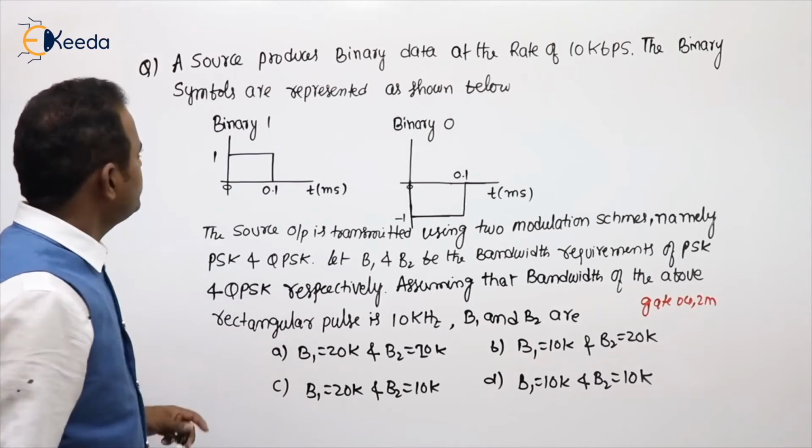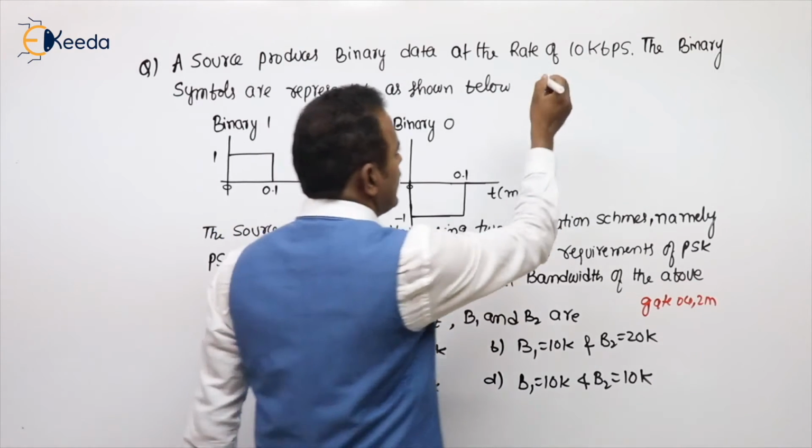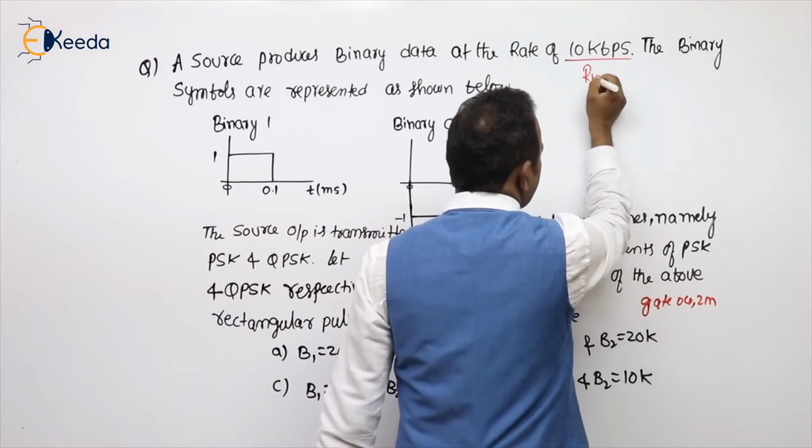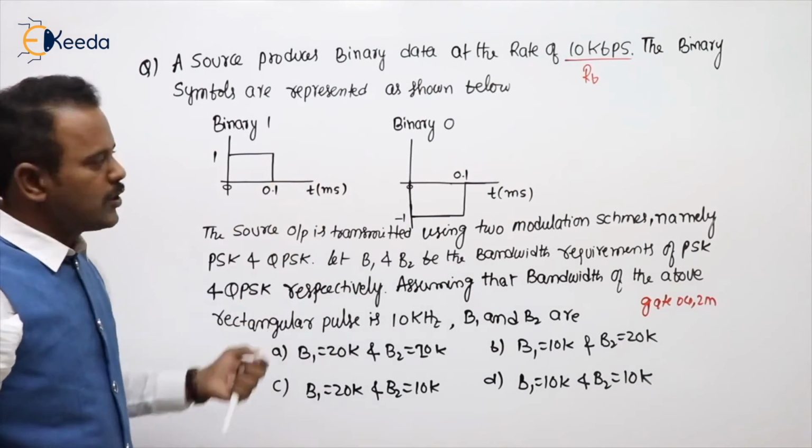See the next problem. A source produces binary data at a rate of 10 kbps, meaning the Rb value is given. The binary symbols are represented as shown below.